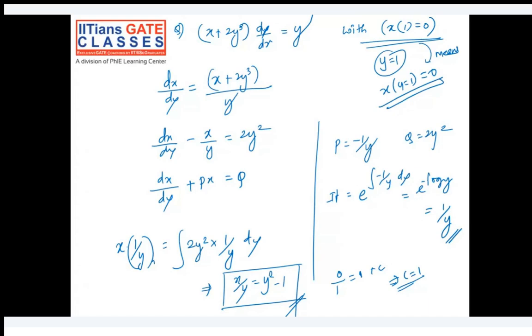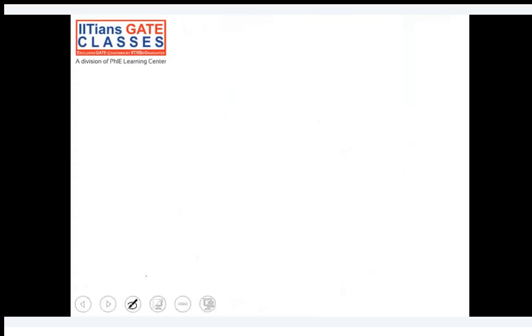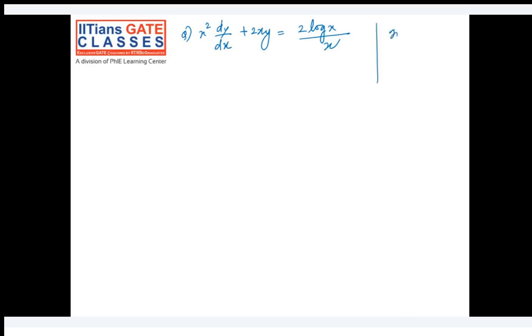Let me give you one question. Try to solve it and tell me the answer. x square dy by dx plus 2xy is equal to 2 log x by x, given y of 1 equal to 0. Find y when x is equal to e.